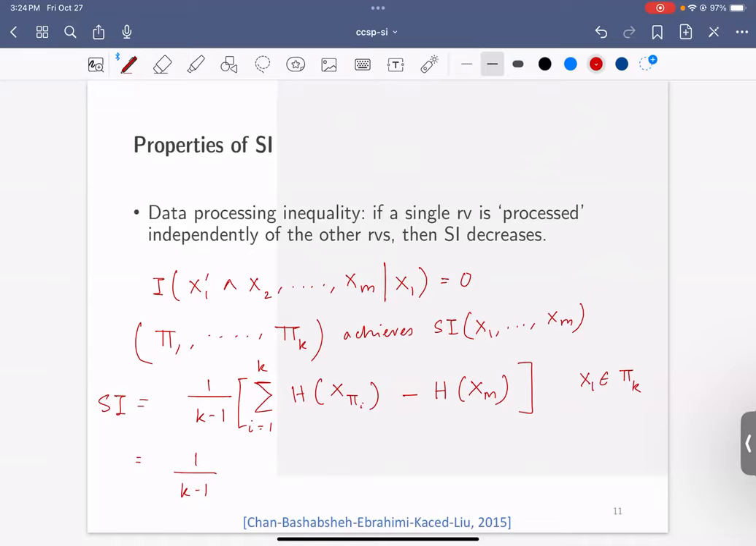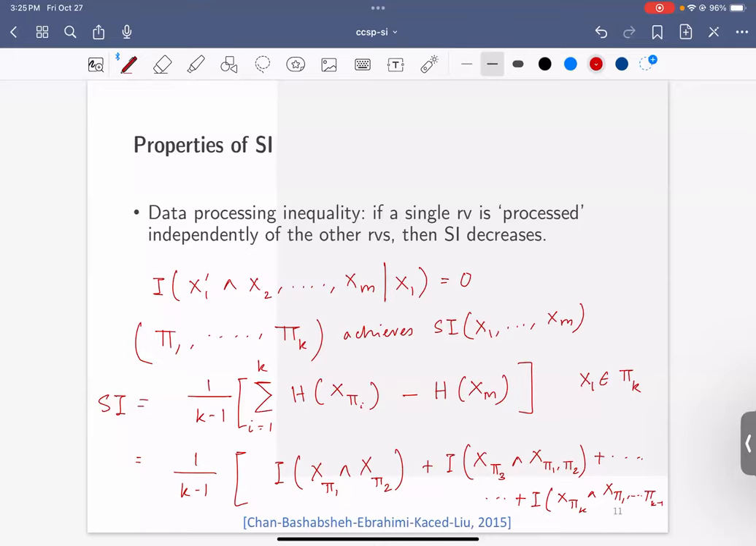Okay. So one way of writing this is to expand it in this way. So I of x2, or sorry. Can you see how that would come? Like you just use the chain rule on this thing and you will get the terms that you want from the mutual information.